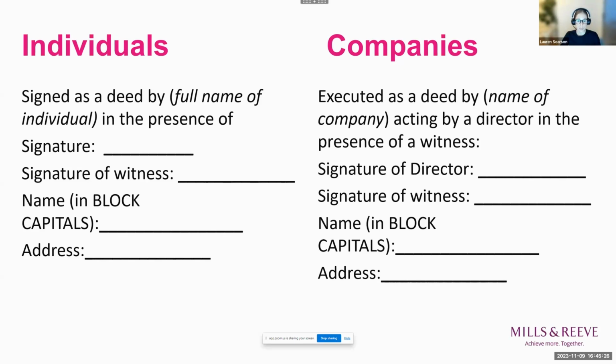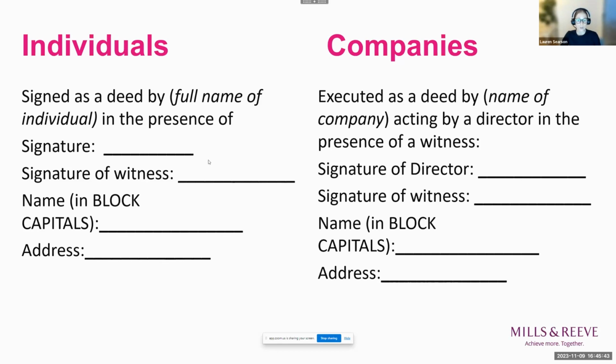My top tip number 10: ensure that when you're signing a deed in the presence of the witness, that the witness is actually physically present and in the same room as the person executing the deed. And I'll go on to explain why.